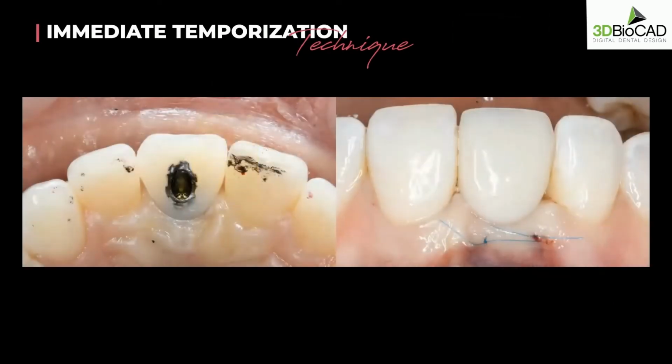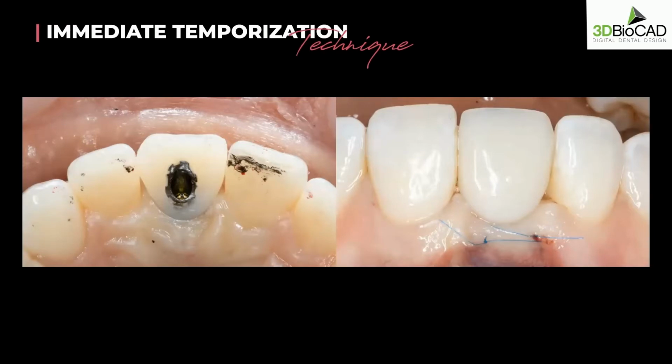And then now we insert the temporary restoration onto the implant. And one thing that you want to make sure with these implant temporaries is that you don't want any occlusion in centric and in eccentric positions. So you want to make sure that nothing's touching. So basically what I do is I put articulating paper in and get the patient to tap, tap, tap, and grind side to side and front and back. And if there's any marks on the temporary restoration, I adjust it.